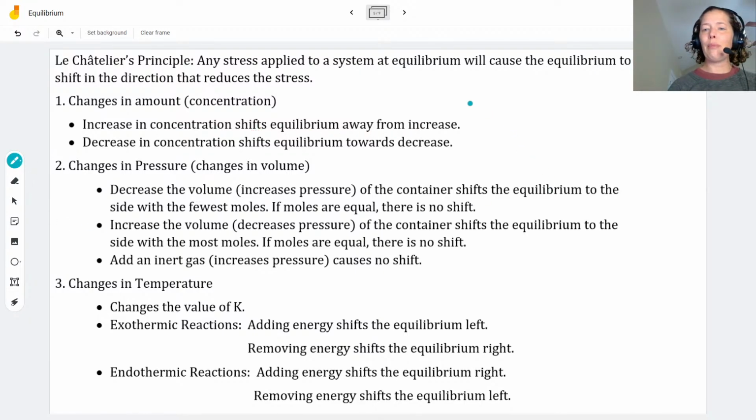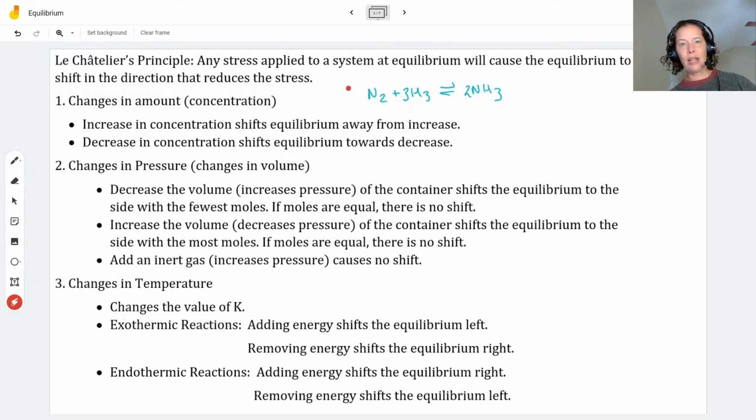So let's get an example in here, and we'll use the classic example of nitrogen and hydrogen in equilibrium with ammonia. But we can't leave it like that. We do have to always balance, right? 1, 2, 3. Okay, so we're balanced. So for example, if I were to increase my concentration of nitrogen, my equilibrium would shift to the right. It's going to shift away from the nitrogen, shifting away from the stress.